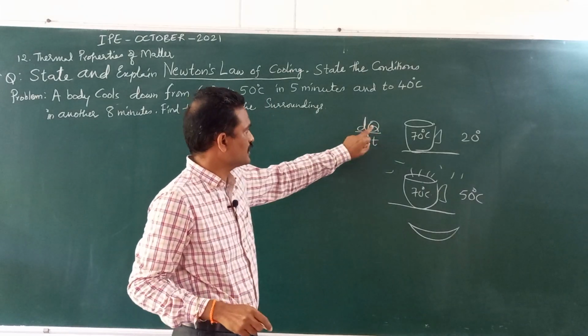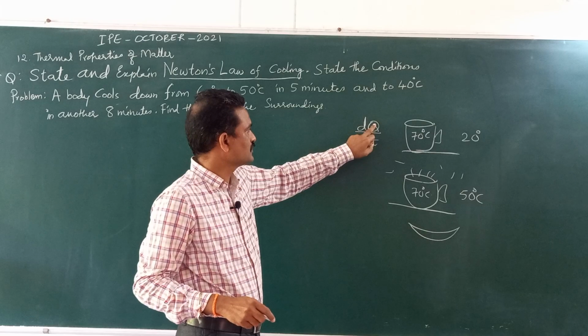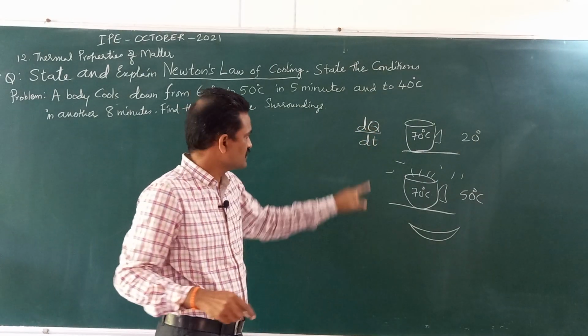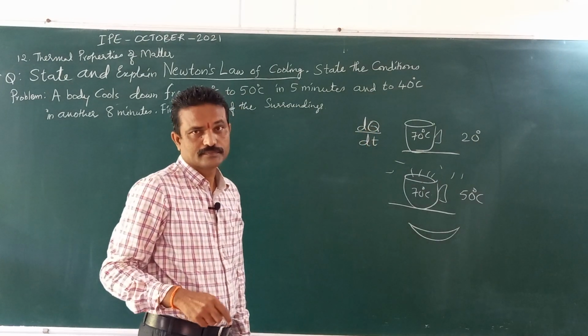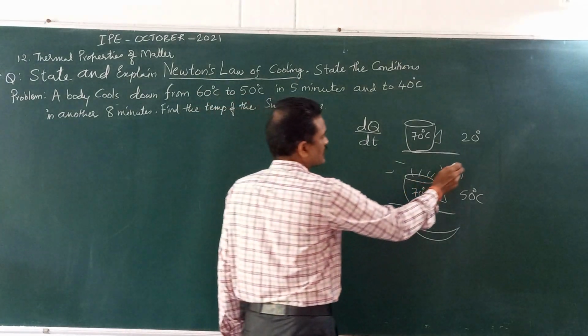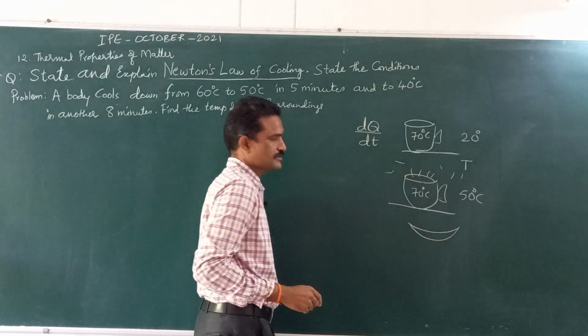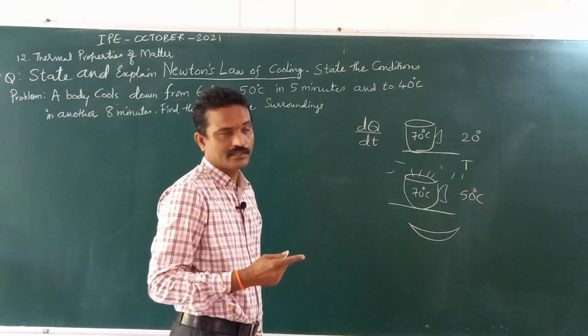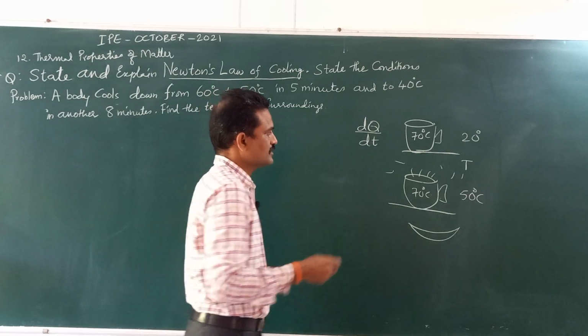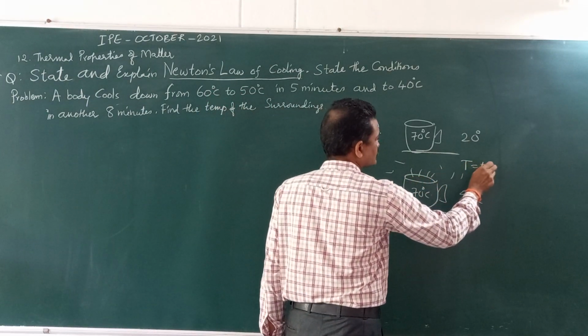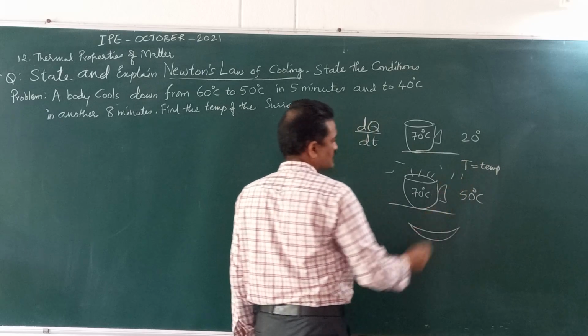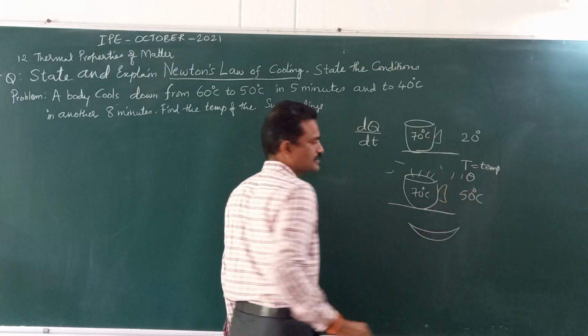So here Q stands for heat. Here small t stands for time. We come across capital T in thermal properties of matter, that is in heat and thermodynamics. This T stands for temperature. So this is the notation. Some people also write theta for temperature.